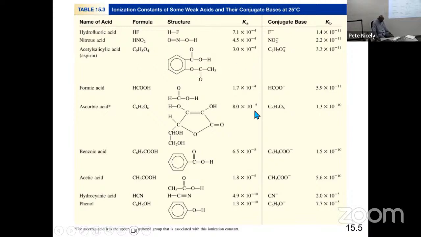And then you see the values start decreasing. Ascorbic acid, which is vitamin C, has a value of 8.0 times 10 to the minus 5, and then phenol has a value of 1.3 times 10 to the minus 10. So this is typically what you'll notice for weak acids. They have typically small Ka values.